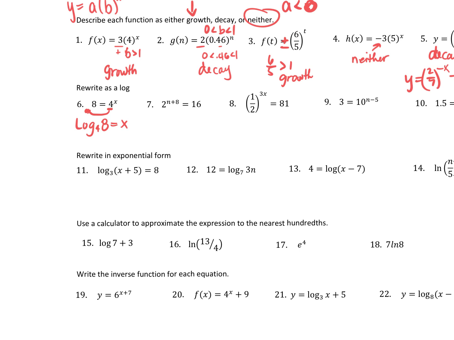Same thing for number 2, or number 7. 2 is the base. It's going to move over here and become a log. So n plus 8 stays, equals log base 2 of 16. I'm not asked to solve these, I just want to rewrite them. 1/2 is my base, so 1/2 goes over. 3x, my exponent, comes down. The base of the exponent becomes the base of the log, so log base 1/2 of 81.